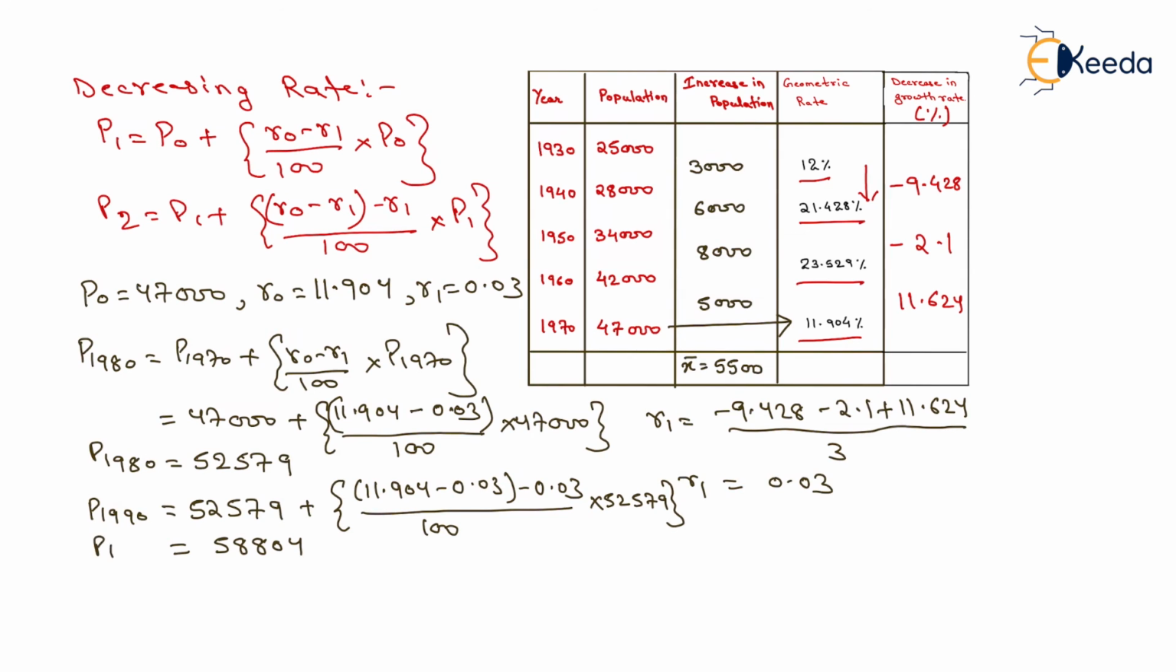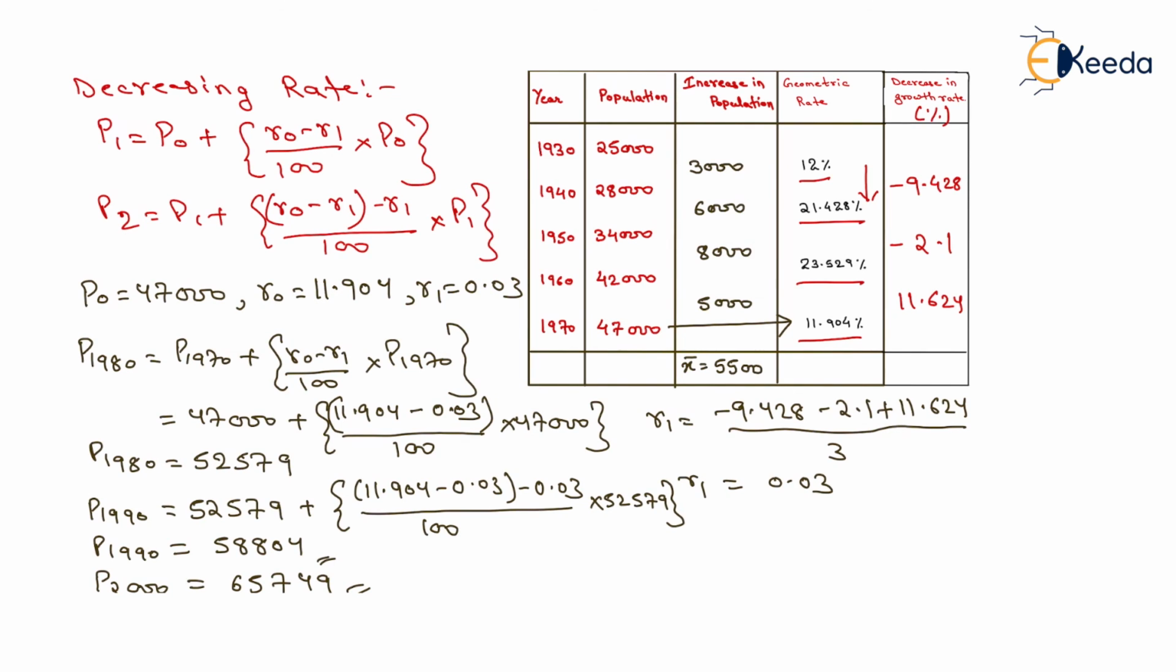In a similar way, we will calculate the population of 2000, and the population of 2000 will come out as 65749. This will be the population after the first, second, and third decade according to the decreasing rate method formula.